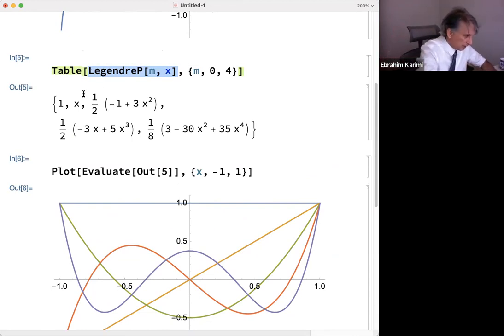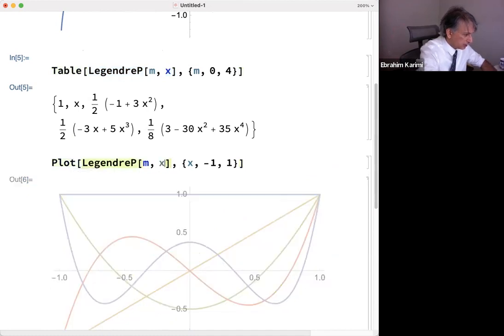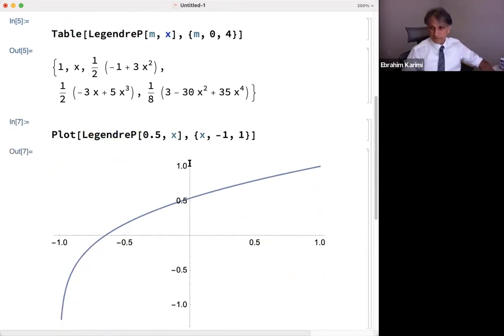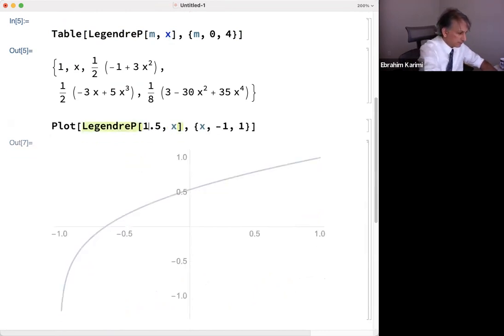Let's say I'm just plotting another one, the Legendre polynomial of 0.5. Do you see? The Legendre polynomial of that one also has a value touching the axis. Let's say going with 1.5.